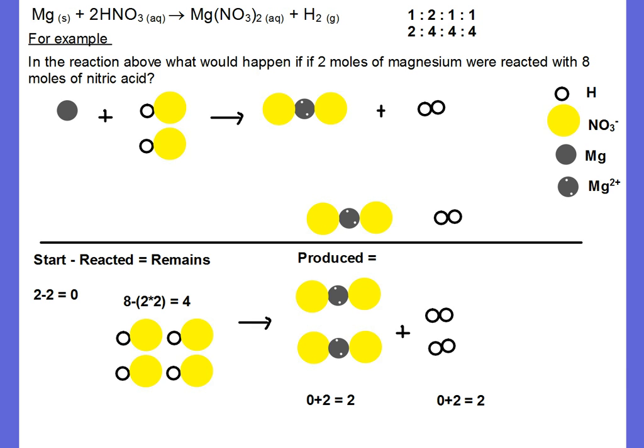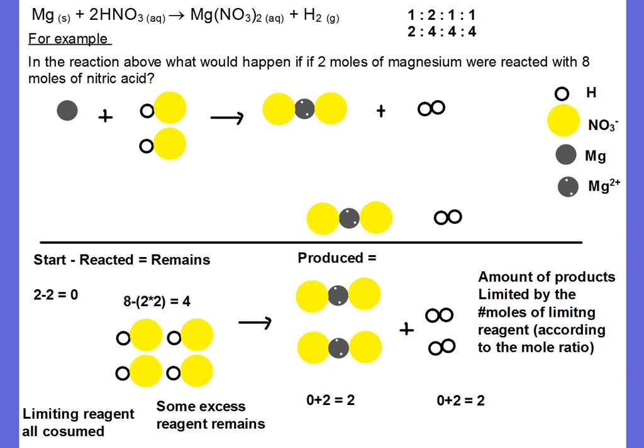How many do we produce? Well, we started off with no magnesium nitrate, but we produced 2. Why do we produce 2? Look at this mole equation. 1 magnesium for every 1 magnesium nitrate. So both our magnesiums were consumed, turning into 2 magnesium nitrates, and the same for hydrogen. We started off with none, we added 2, now we've got 2 molecules of hydrogen gas, because once again the ratio between magnesium and hydrogen is 1 to 1, and therefore if we consume 2 magnesium atoms, we're going to produce 2 hydrogen molecules.